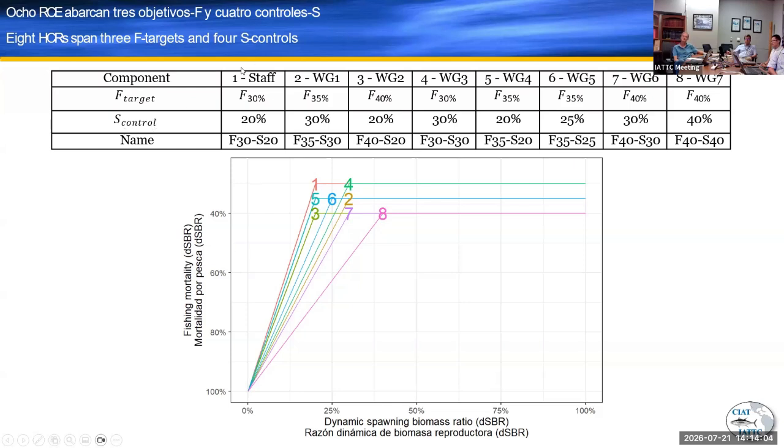The first one is the staff proposed strategy, which is what we proposed last year based on what we call our best scientific information without testing it. And that's the least conservative strategy. And that's also the one we're proposing this year as well.